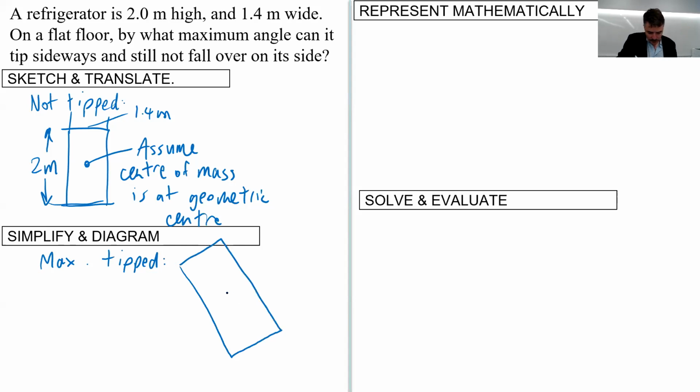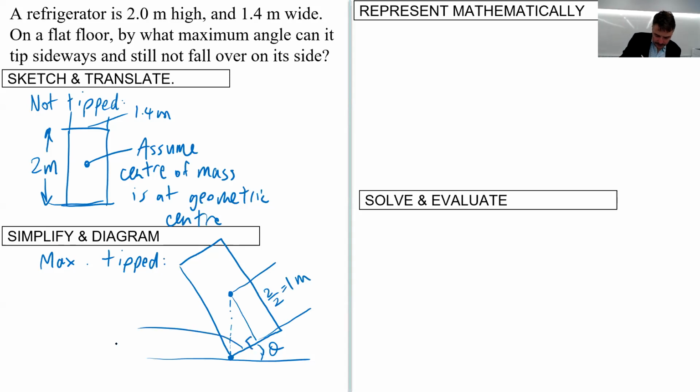You have to draw it so that the center of the fridge is directly above the pivot point. Okay. So we're going to tip it up from the floor, some angle theta like that. And then this distance from here to here is 2 divided by 2 equals 1 meter. Makes sense because it's halfway up. And then this distance right here is 1.4 divided by 2, which is 0.7 meters.